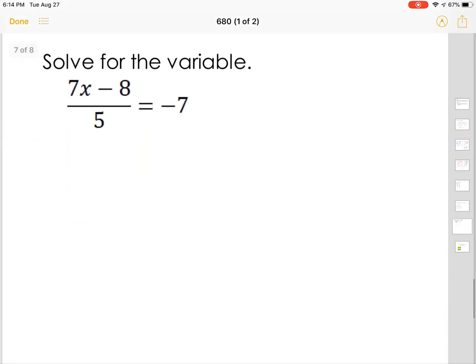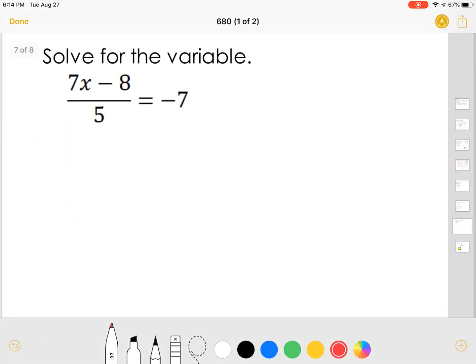Last but not least, we want to solve for the variable. So we have a lot of stuff going on here. 7 times x minus 8 divided by 5 equals negative 7. So this numerator right here, we actually want to treat that as though it's in parentheses. And the very first thing we should deal with is this dividing by 5. Well, the inverse of dividing by 5 is, hopefully you said, multiplying by 5. So these are gone. So we have 7x minus 8 equals negative 7 times 5, which is negative 35.